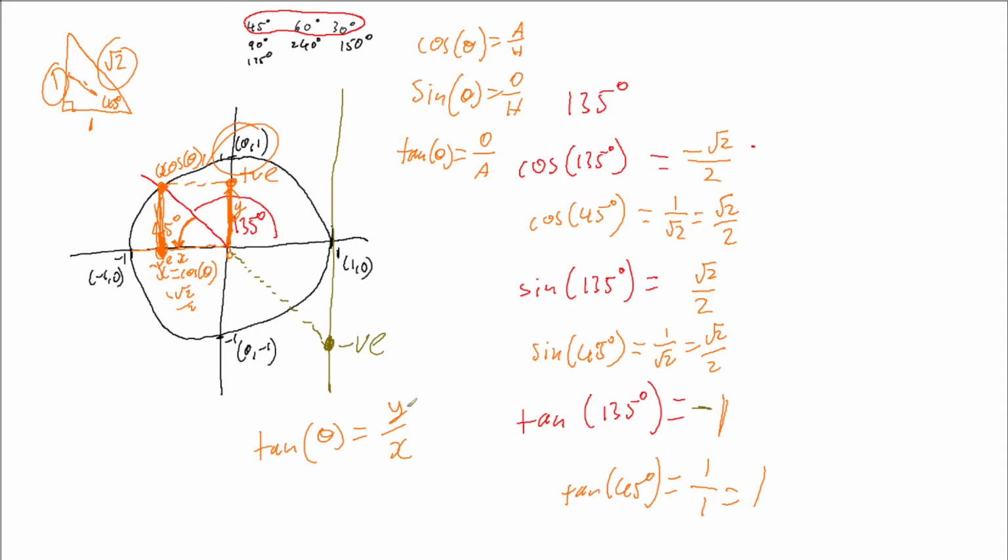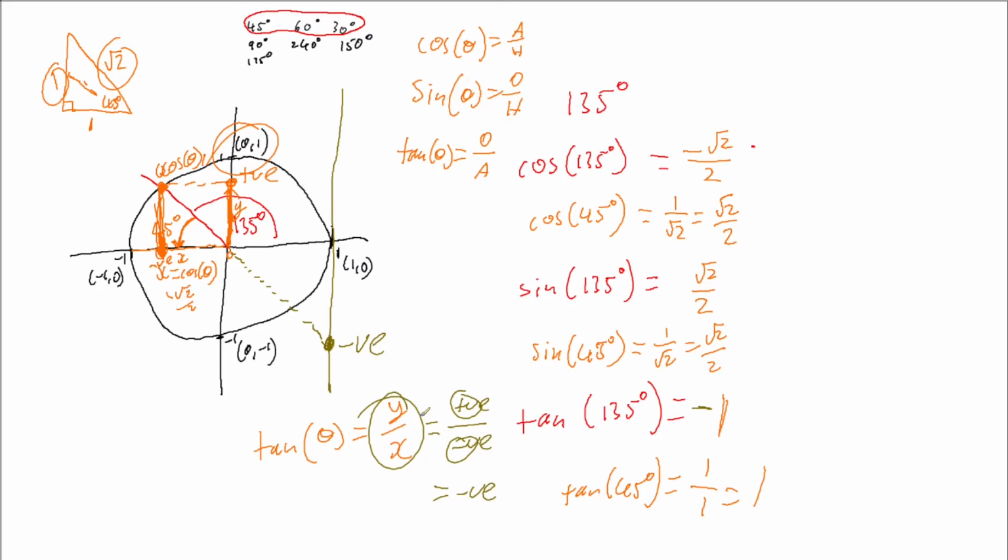The other way to think about it is from this definition of y over x. Our y, which was our sine, was positive, and our x, which was our cosine, was negative, and a positive divided by a negative is negative. So again, I've got a negative number there. So that's how we use our unit circle and our definitions from the unit circle of cosine, sine, and tangent, to work out exact values for any multiple of 45, 60, and 30.